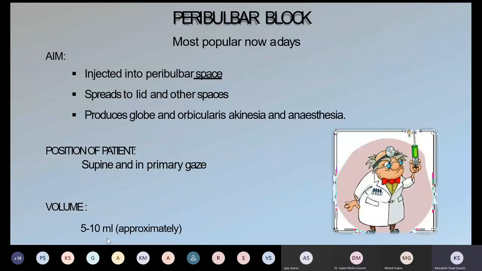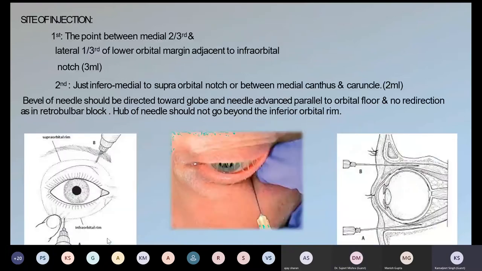So the technique was that you give one injection in the lower side, about 2/3 to 1/3, at the junction of that. Once you have given that, you give into the superior side, in the superior nasal side. You go straight here, in the lower side also, you don't need to deviate from one side to the other. And you can give 5 to 6 ml here.